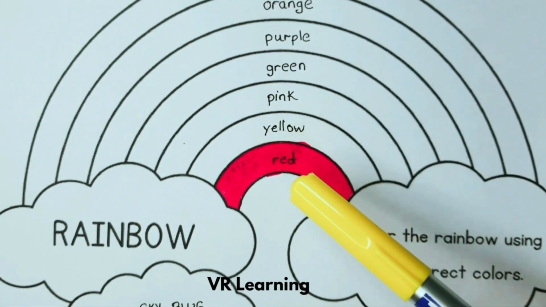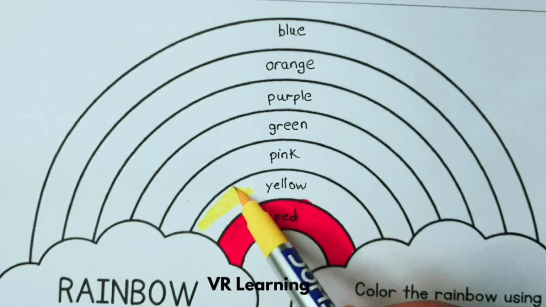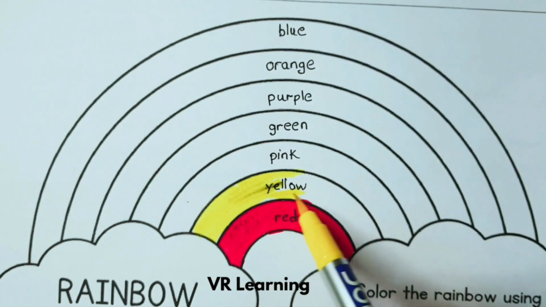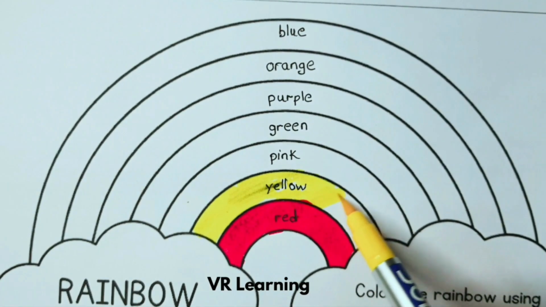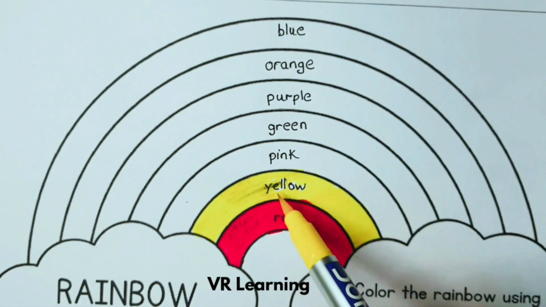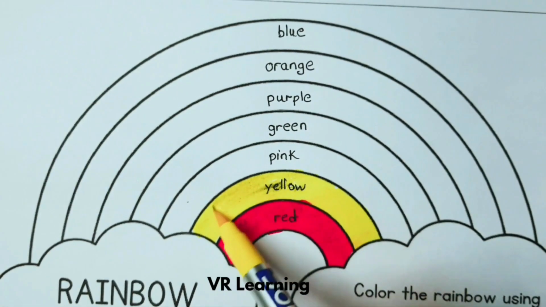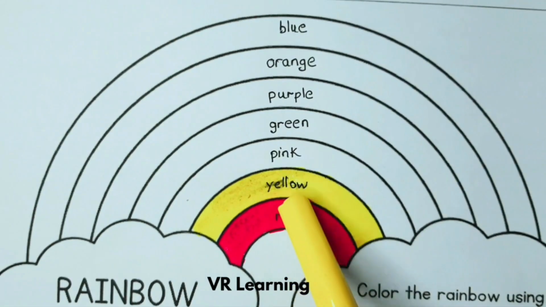Yellow, Y-E-L-L-O-W, yellow color. Let's color the rainbow in yellow color.